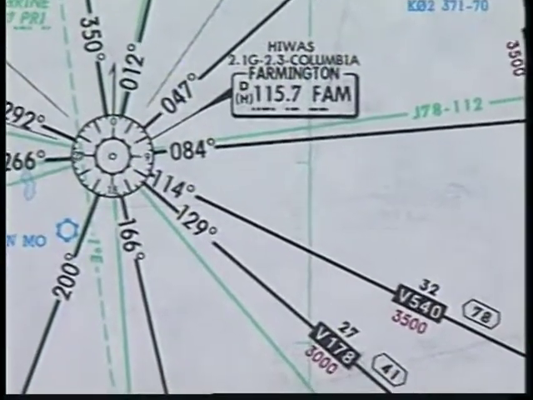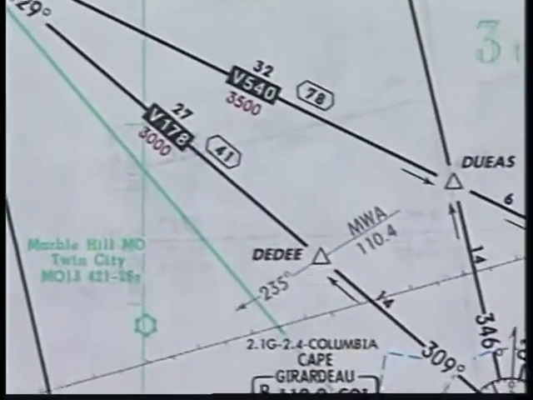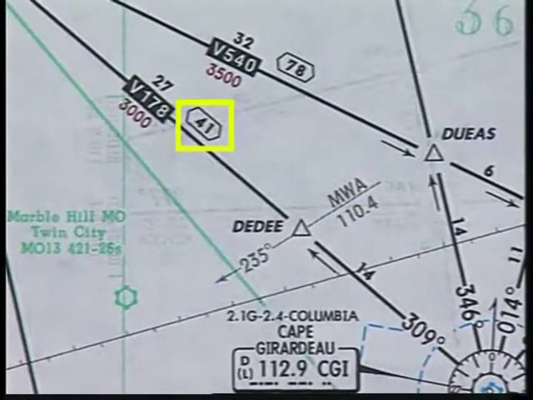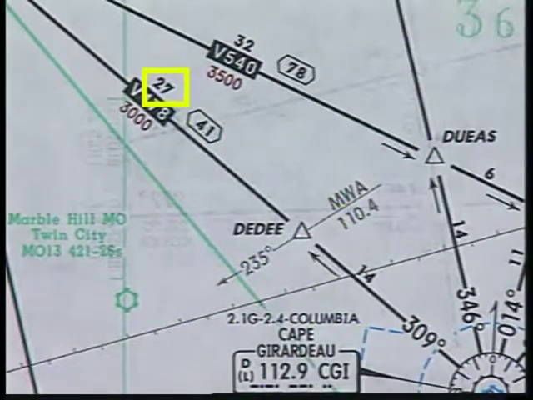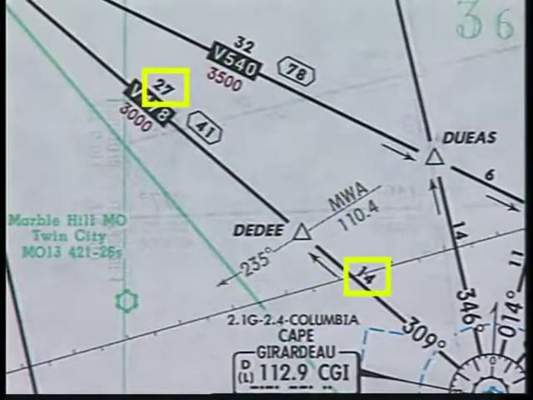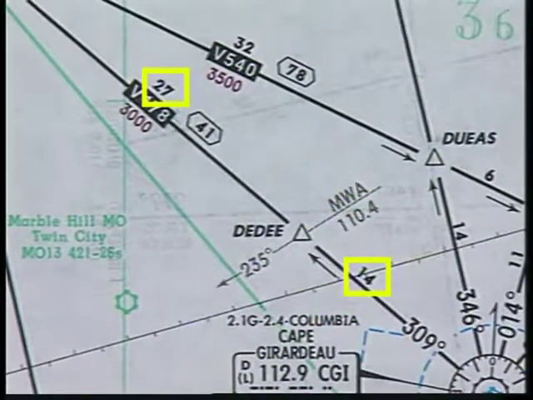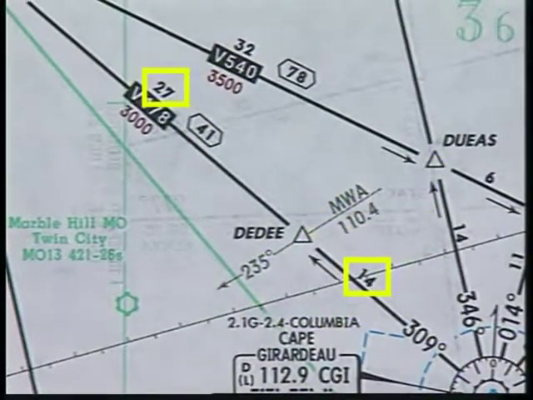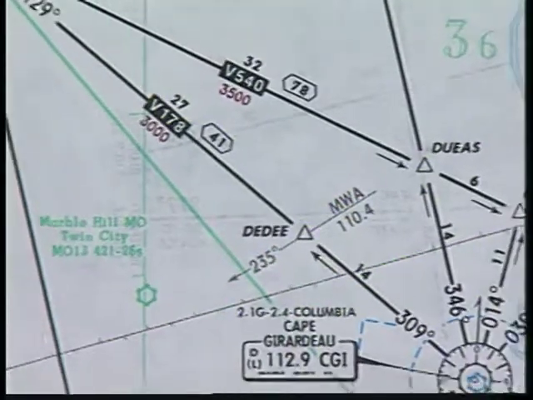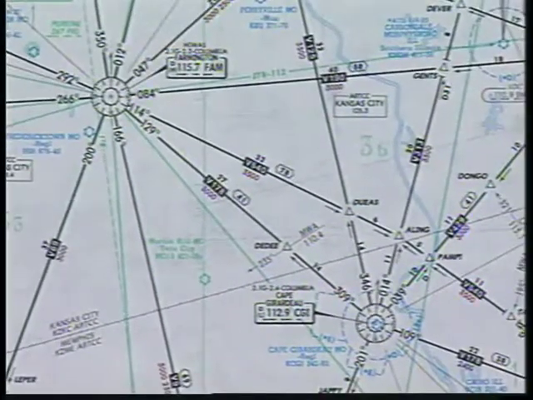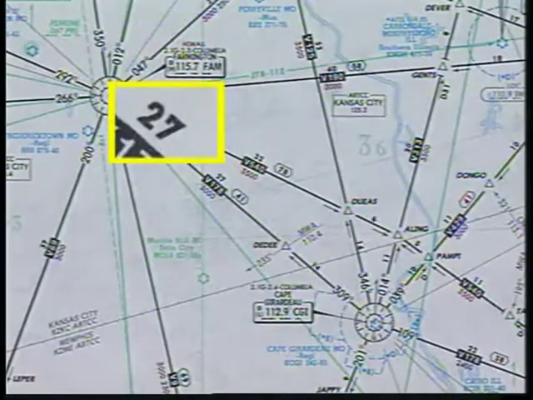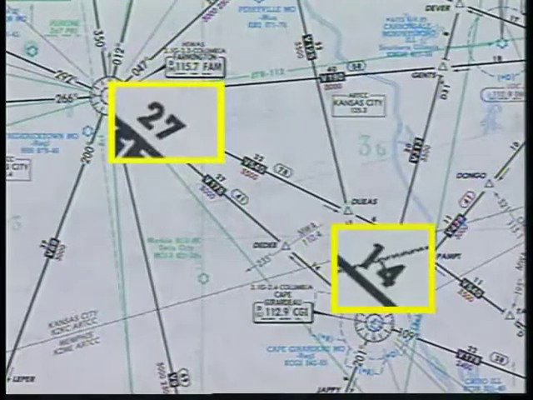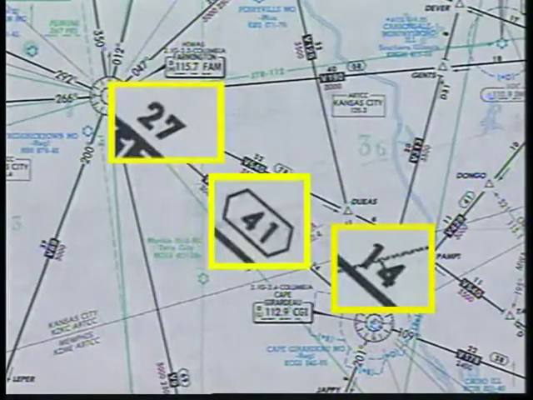All airway distances are expressed in nautical miles, unless otherwise noted. An enclosed number indicates the total mileage between NavAids. Mileage figures not enclosed, such as 27 and 14, indicate the distance between intersections, VORs, and mileage breakpoints. In this example, the distance from Farmington to DD intersection is 27 miles, and from DD to Cape Girardeau, 14 miles. The total distance from Farmington to Cape Girardeau is 41 nautical miles.